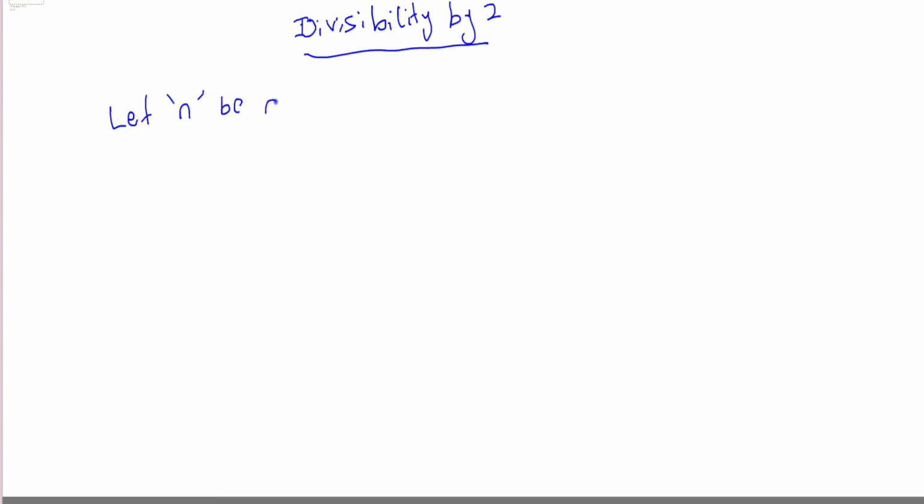We can start with divisibility by 2. You can say divisibility by 2. Suppose you take a number n. Let n be a natural number. Okay, you can take a natural number.